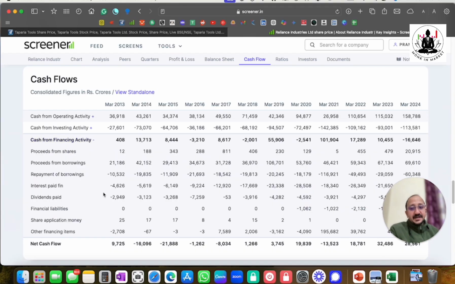But if the company is not paying any dividend, right, and the company is taking borrowings, it means the company is repaying the borrowings, it means the company is paying more and more interest.